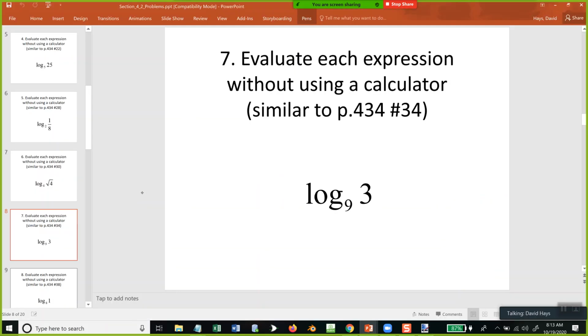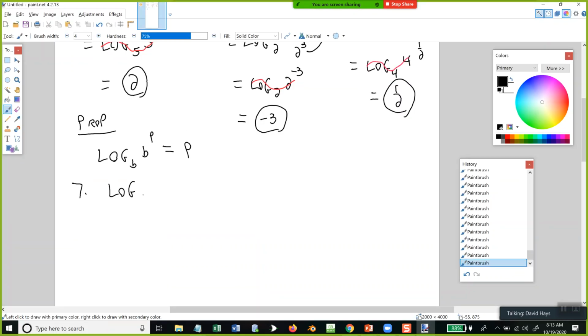Let's see, log base 9 of 3. Now our base is 9, so we need to rewrite the 3 as 9 to a power. Well, it's not too easy to see, but let's think about some connections here. 3 squared would give us 9, which might work except we don't have a squared on here. We just have 3 to the first power.